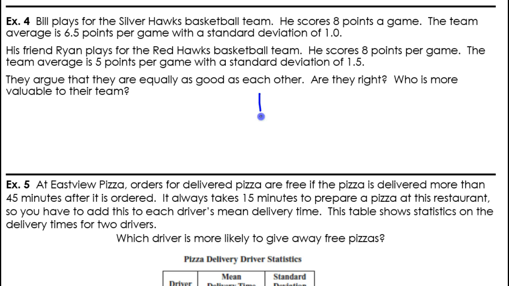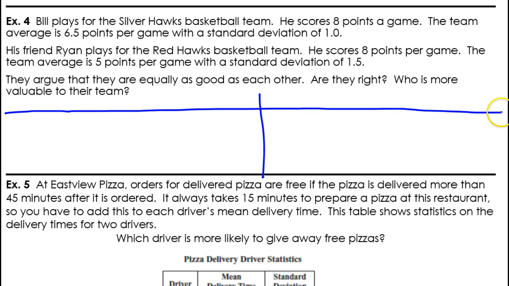So to compare them, because one of them could be on a softer team, you want to see who's more valuable to their team by using z-scores and standard deviation. On the left side, I'm going to do Bill. On the right side, I will do Ryan. All we really need are the z-scores, plain and simple. We won't need the z-score chart to do this.